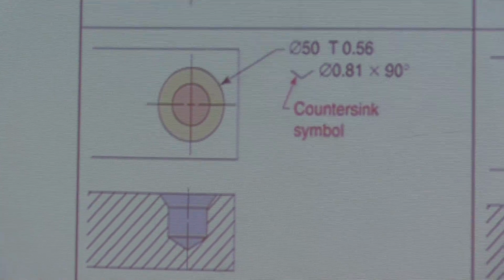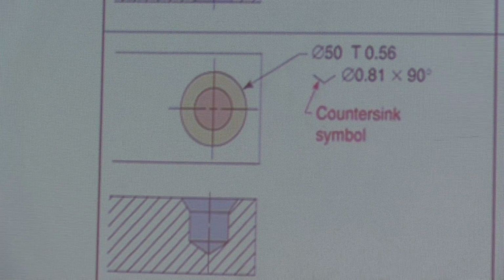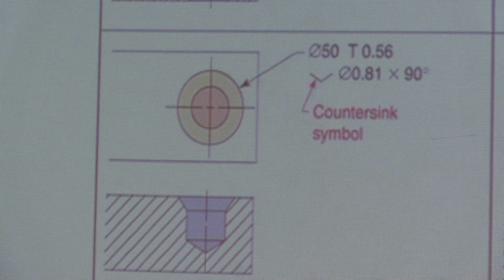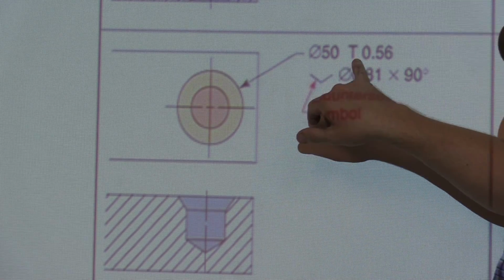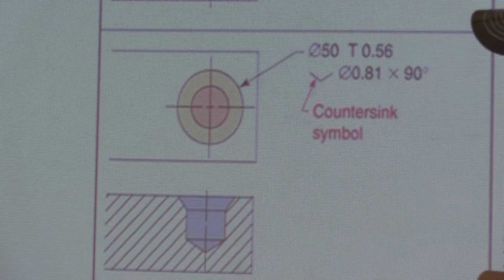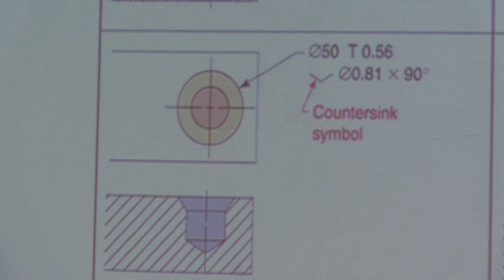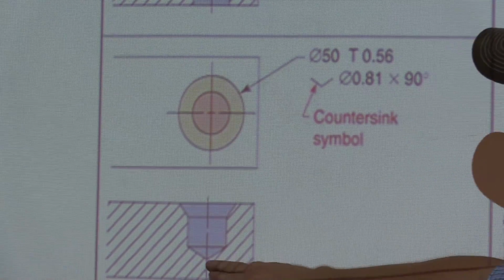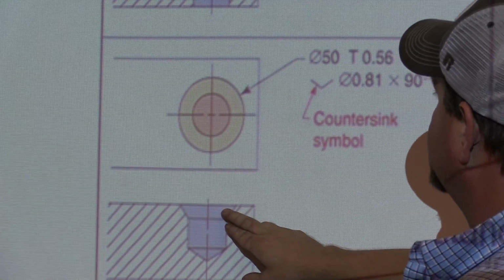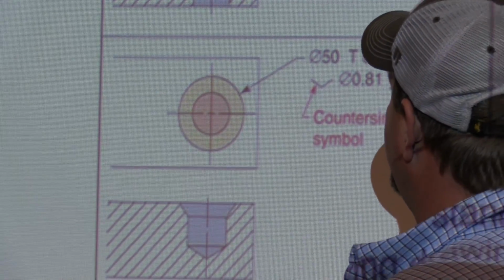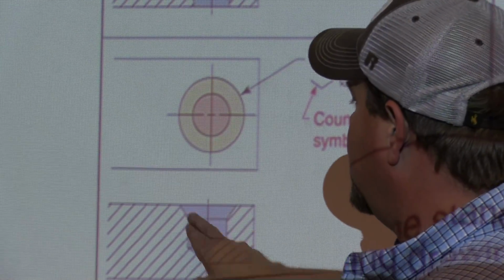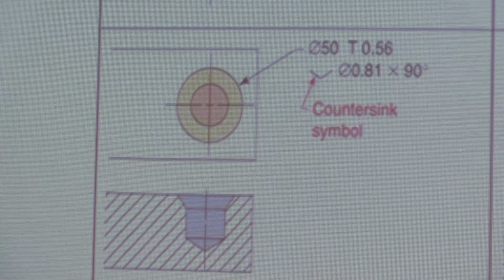Bottom left-hand one, very similar to the same thing. Just a countersink symbol, ½ inch. Now you can see this one, it doesn't go all the way through. Okay? ½ inch diameter, our countersink symbol, the diameter is 0.180. Okay? 90 degrees, so our included angle is 90 degrees here. All right?